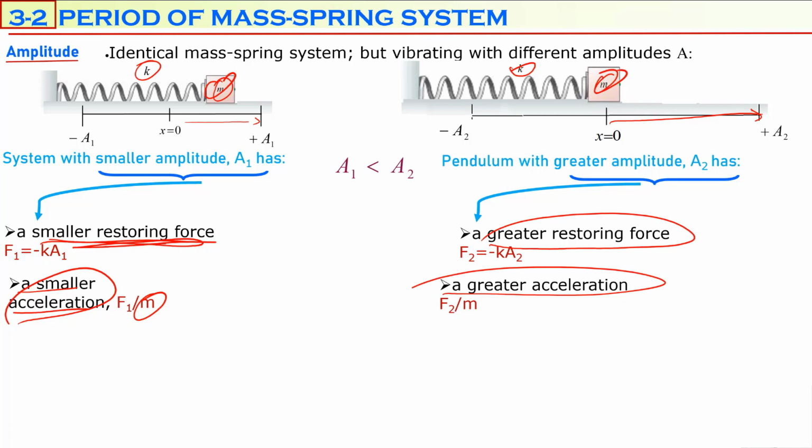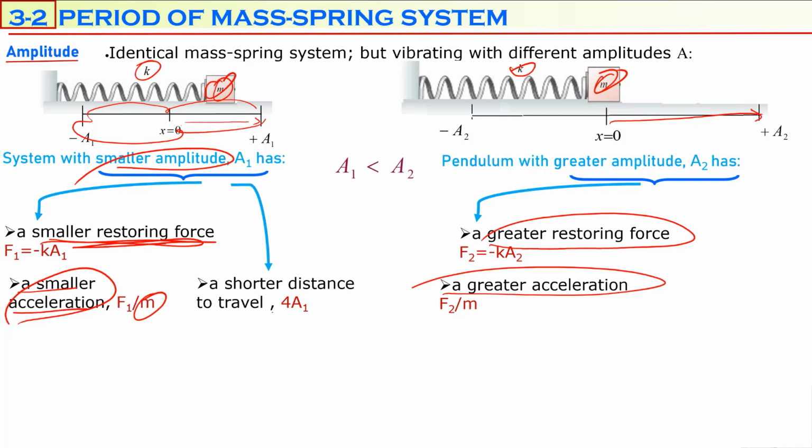If we check the distance traveled by the object, because one system has a greater amplitude than the other one, the one which has smaller amplitude will travel a shorter distance. Remember, for one cycle, distance traveled by the object was a plus a plus a plus a, which is 4a.